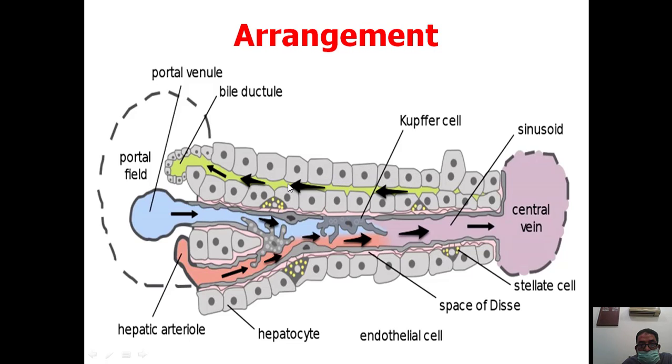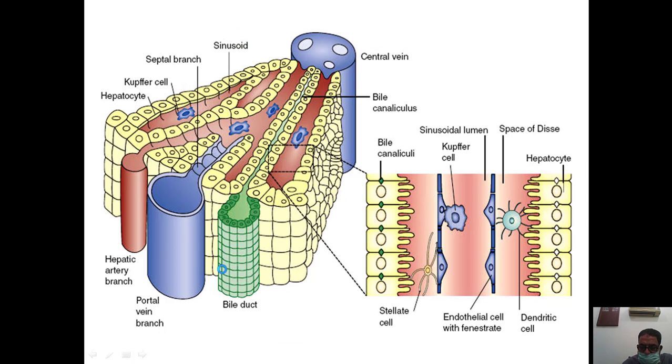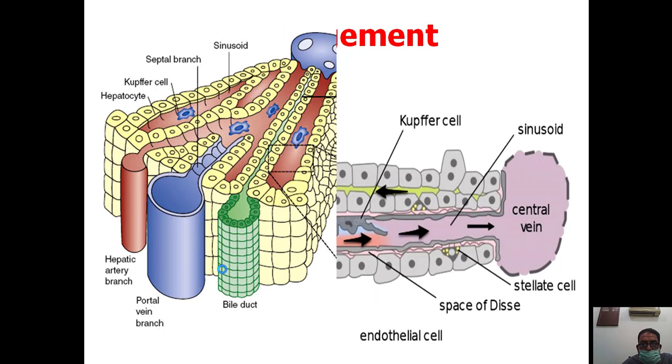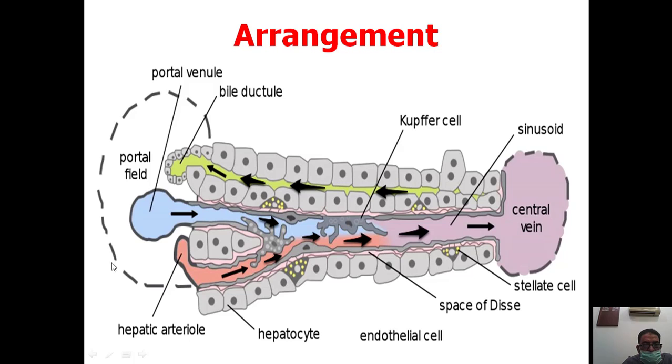Now, these are the hepatocytes, and between the hepatocytes you see a bile canaliculi. This bile canaliculi ultimately joins to form a bile duct tube. Now, this is the hepatic artery. This is the area of the portal triad. The hepatic artery also gives blood, which is oxygenated blood, into the hepatic sinusoid.